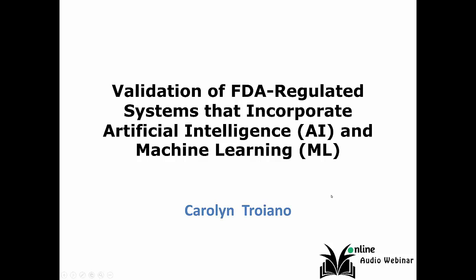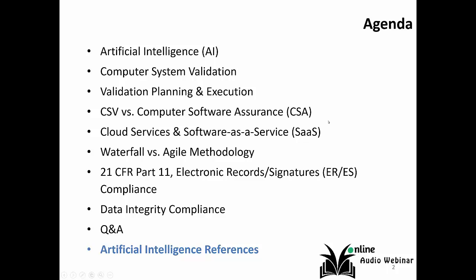We're going to be talking about validation of FDA-regulated systems incorporating both artificial intelligence, AI, and machine learning, ML. We're going to cover what we mean by artificial intelligence and machine learning, then validation planning, execution, and talk a little bit about CSV versus traditional computer system validation, versus computer software assurance, and then cloud services, software as a service, waterfall and agile, Part 11, and data integrity. Finally, we'll have a Q&A, and at the end, there are artificial intelligence references.